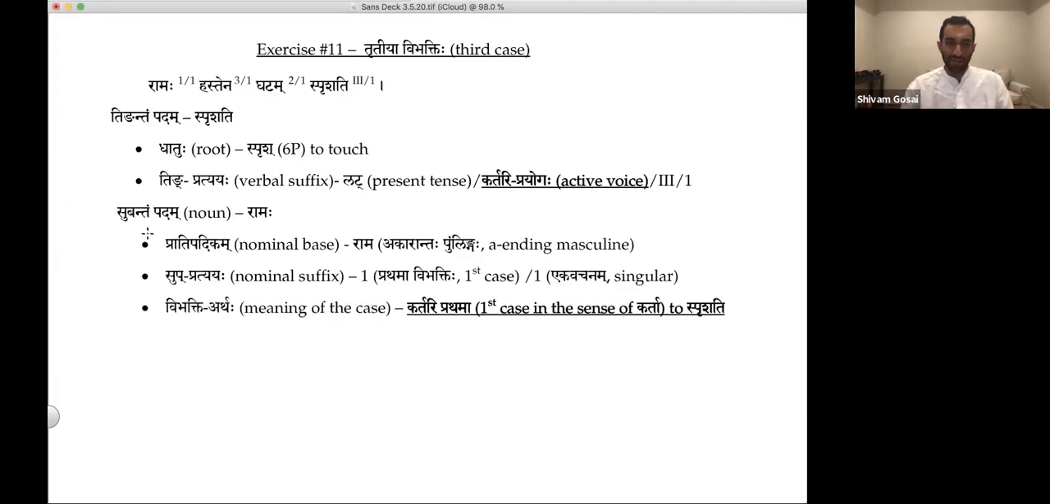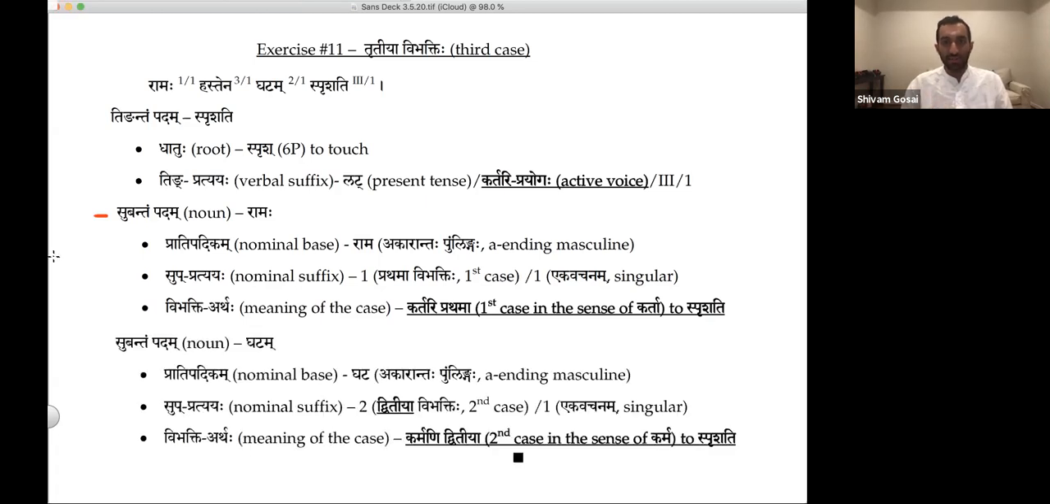So we take the first case, Ramaha. Ramaha, it's Rama pratipadika, akaranta pullinga, suprataya is prathama vibhakti, ekavachanam, it's 1-1, right? Vibhakti artha, it's kartari prathama. It's kartari prathama because we're in kartari prayoga, right? So the doer is Rama. So Rama touches. Rama touches what?